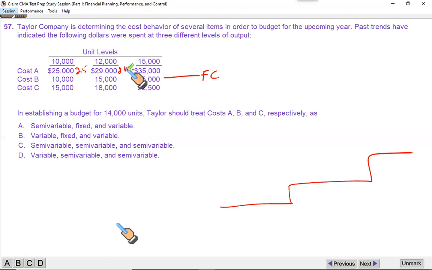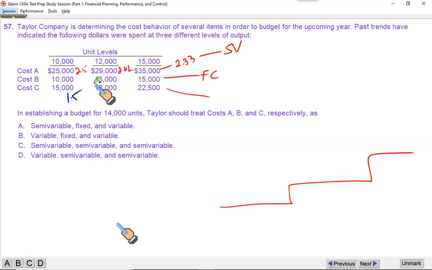2.42. And 35,000 by 15, it is 2.33. See, it is falling on per unit basis. It's a mixed cost, which we call a semi-variable cost. Semi-variable cost. What about the last cost? 15 by 10, it's going to be 1.5.